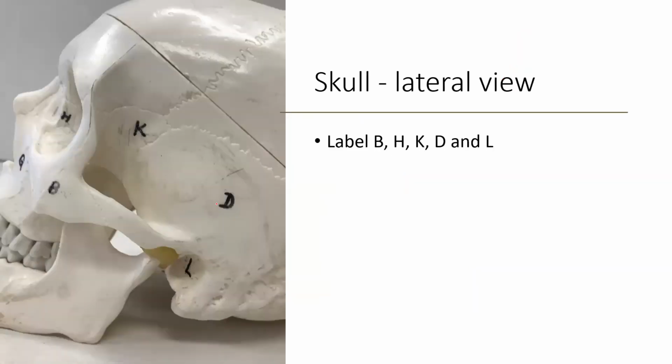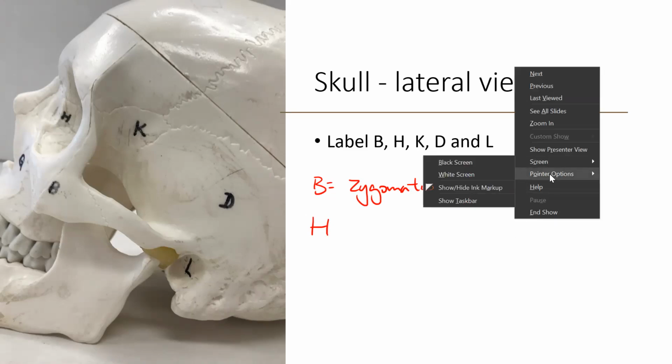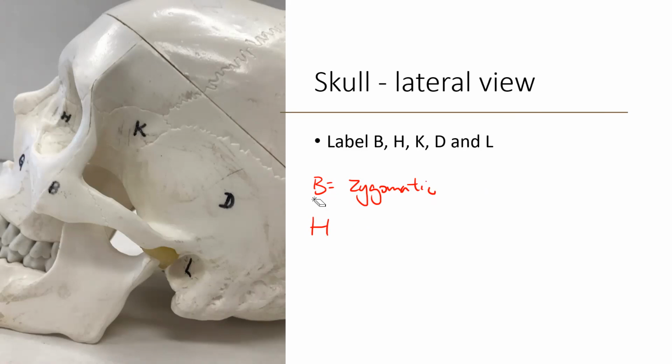Okay, let's take a look at here. B, that is the cheekbone, so zygomatic. H is pointing at the lacrimal bone that I was talking about. Lacrimal bone. K, right here, it goes from this side all the way through the eye to the other. That's the sphenoid.